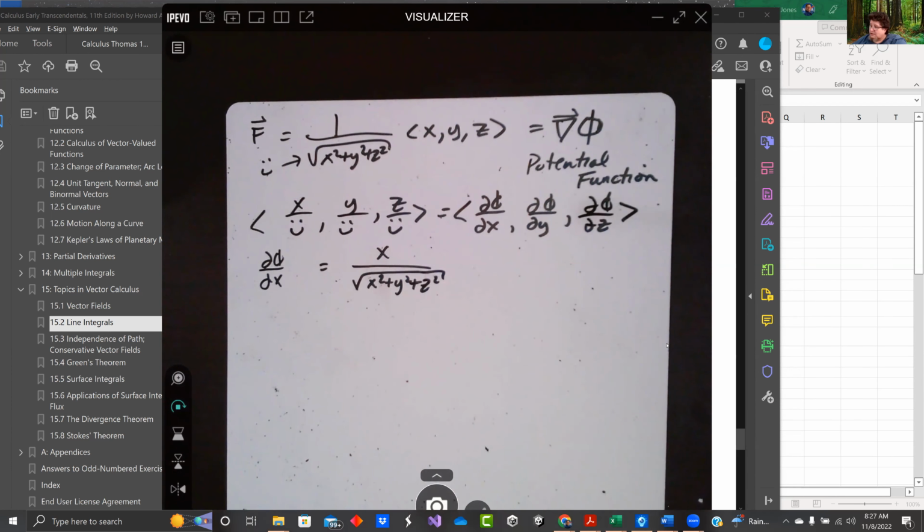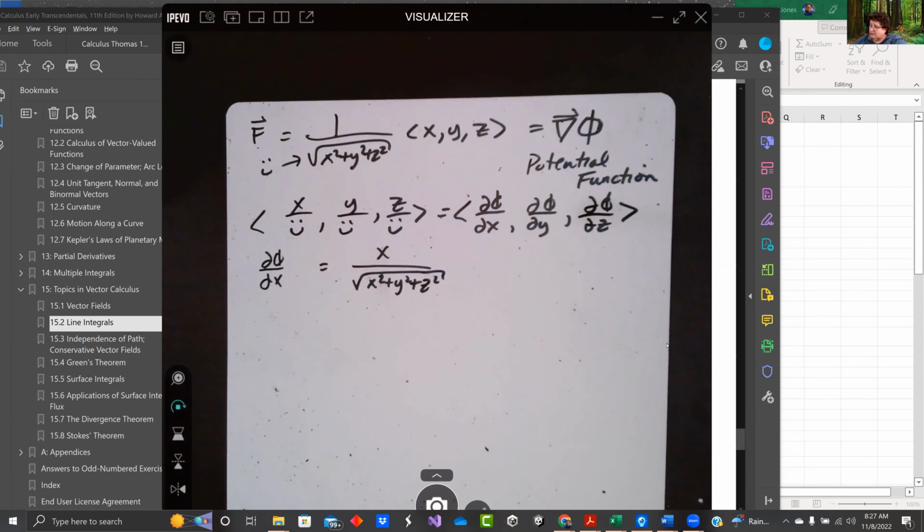On the right side, what do I get? Let's do a little u-sub here. u is x squared plus y squared plus z squared. So du, the partial of u with respect to x, is 2x dx. So we'll put a 1/2 over here, get rid of the 2. And this becomes the integral.